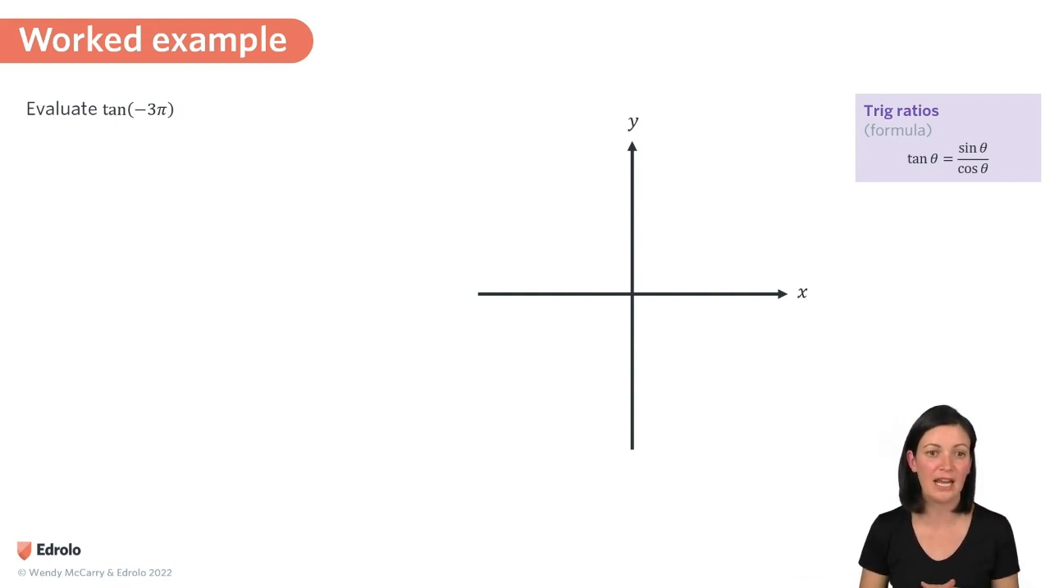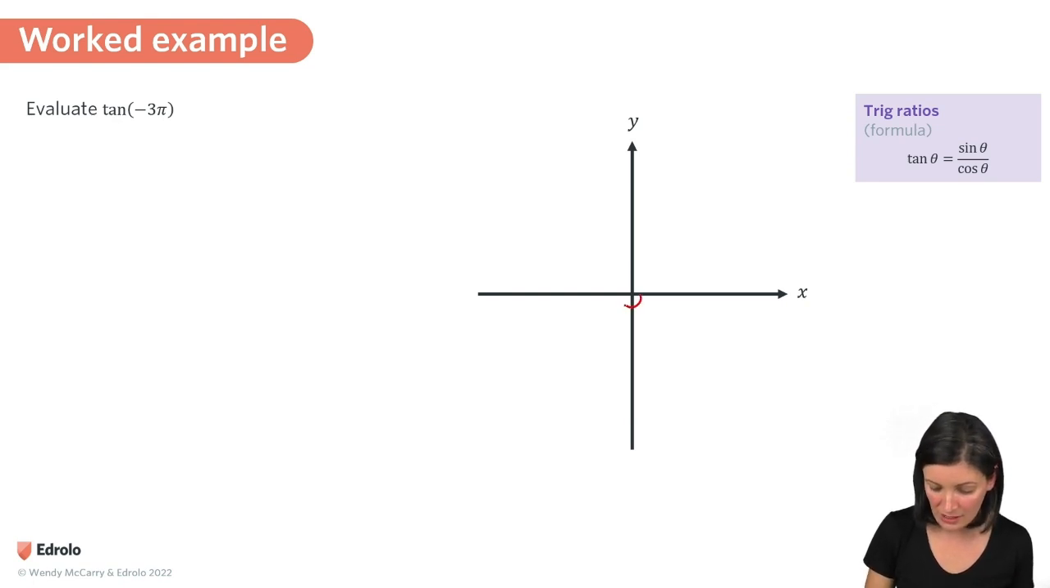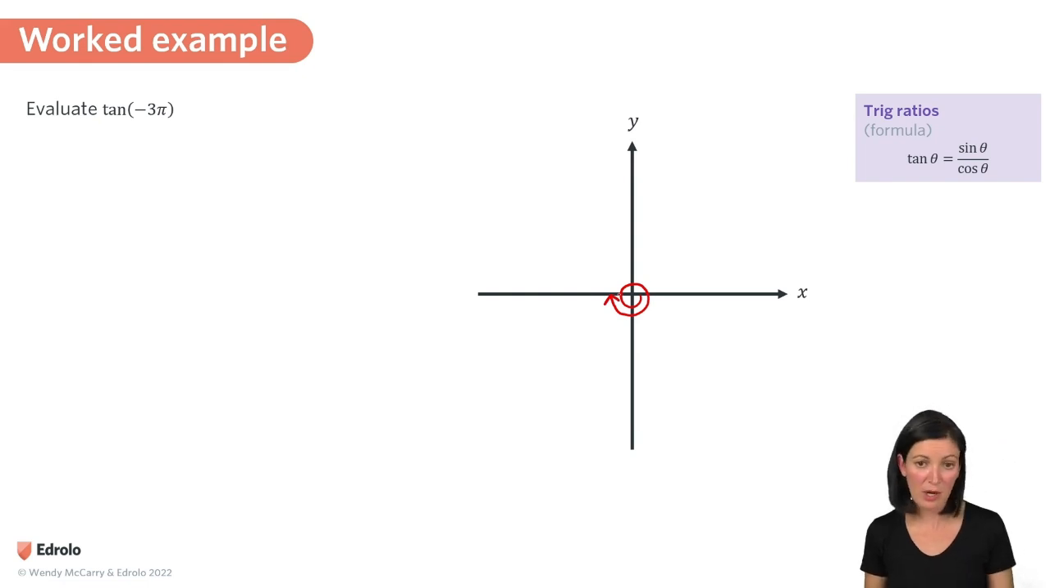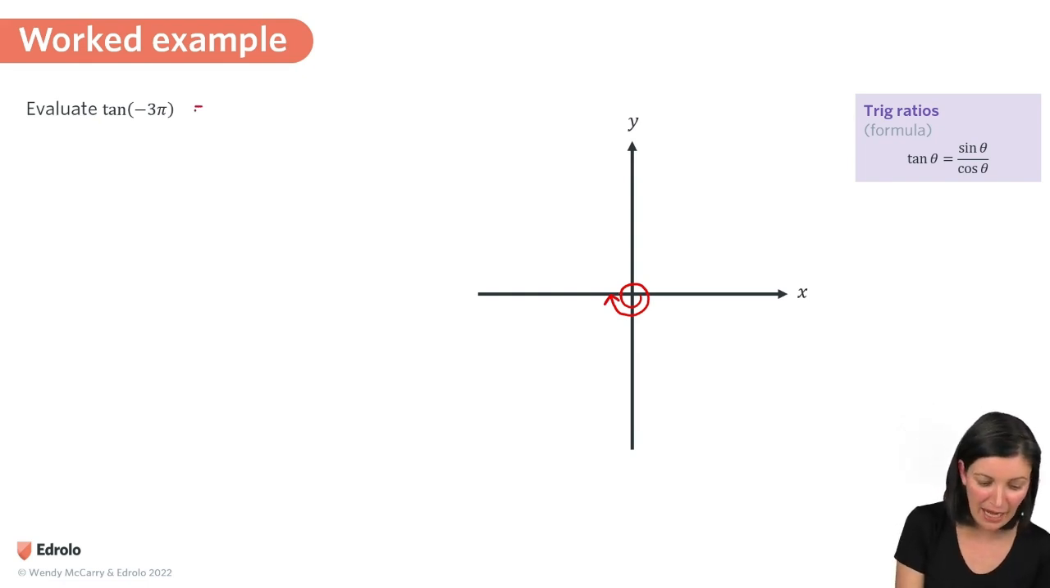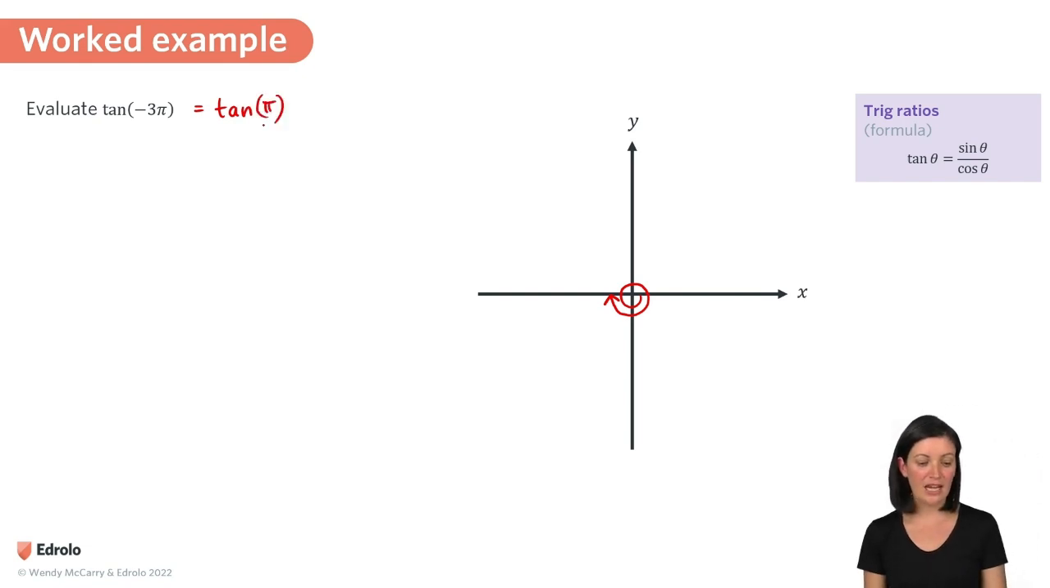If we want to find the tan of -3π, first let's draw that in. We know that this would be -2π, this would be -3π. So that's the same as the angle π. So the tan of -3π is equal to the tan of π.